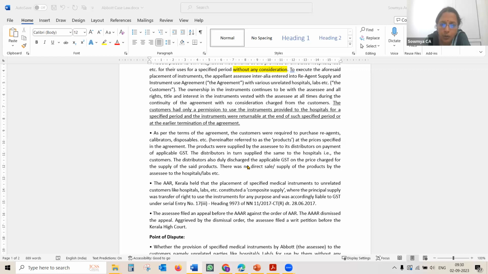The distributor duly discharged the applicable GST on the price charged for the supply of the said products. There was no direct sale or supply of the products by the assessee to the hospital. That is, ABOT is not selling any consumables to the hospitals directly. It is only through the distributors.